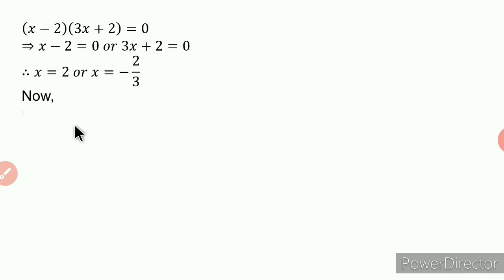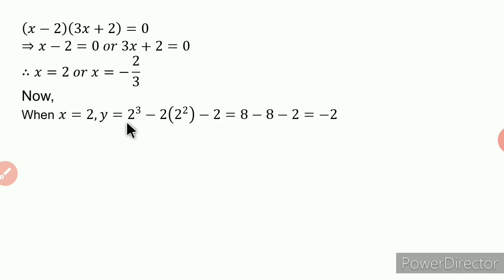So, now when x is equal to 2, y is equal to 2 cube minus 2 into 2 square minus 2, which means 8 minus 8 minus 2. It is equal to minus 2.